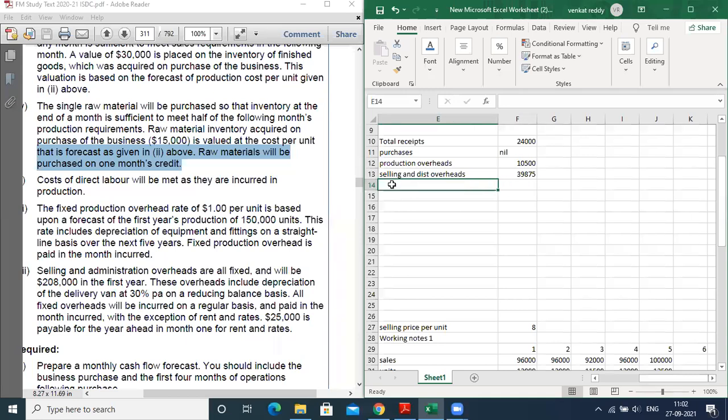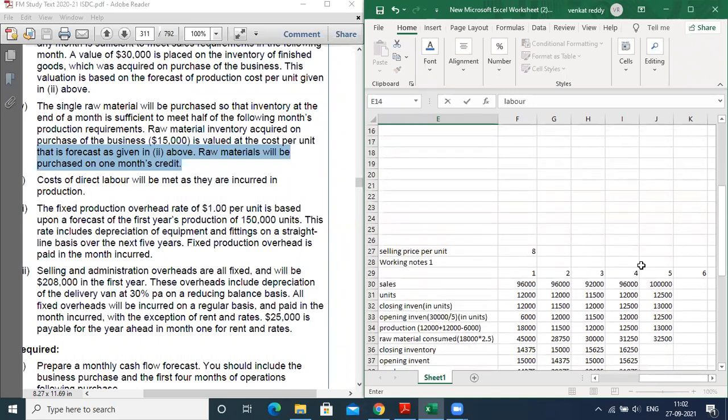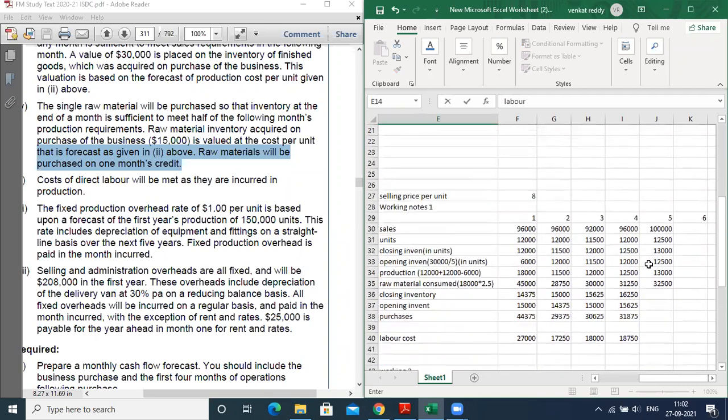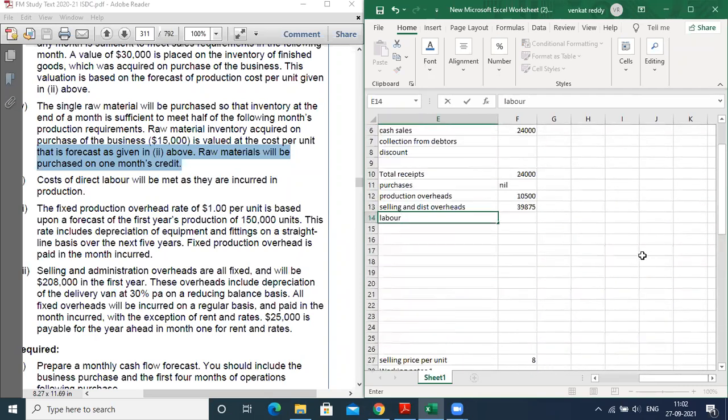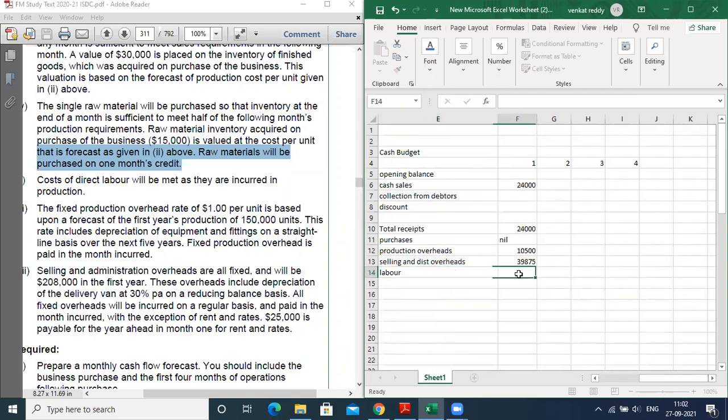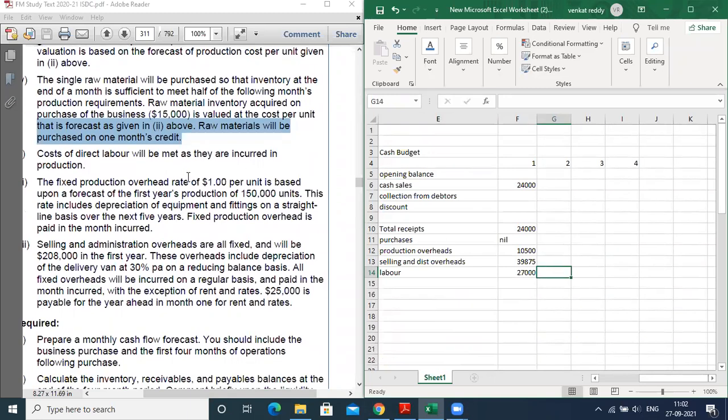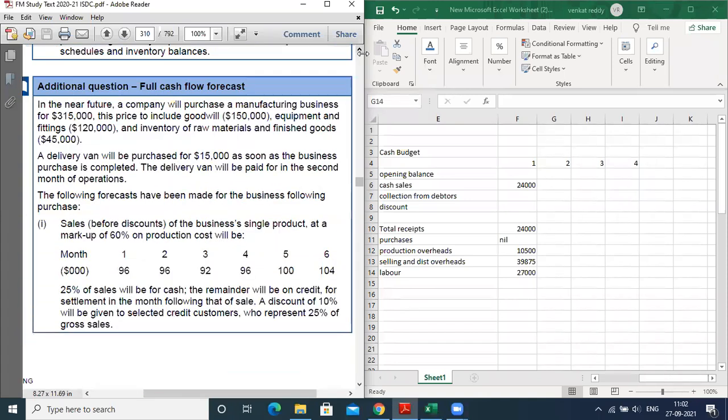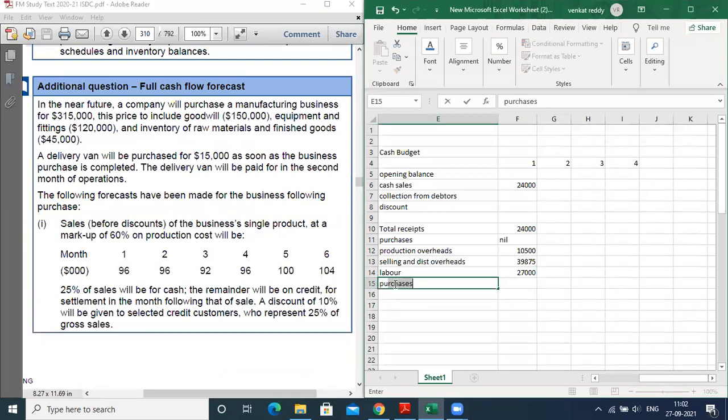Then we have labor. What is the labor cost for the first month? 27,000. And in the first month they also purchase the business for 3,15,000. These are all payments.